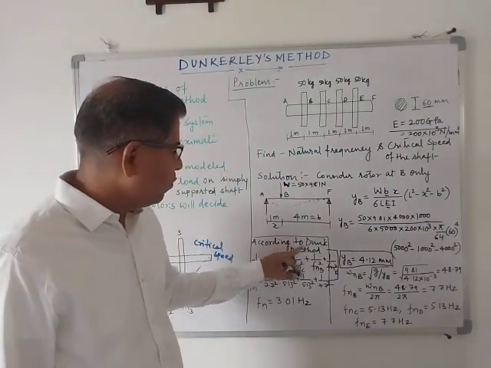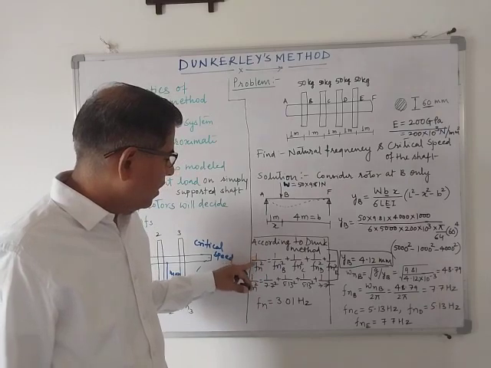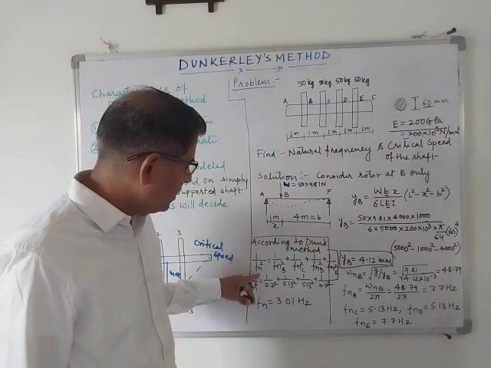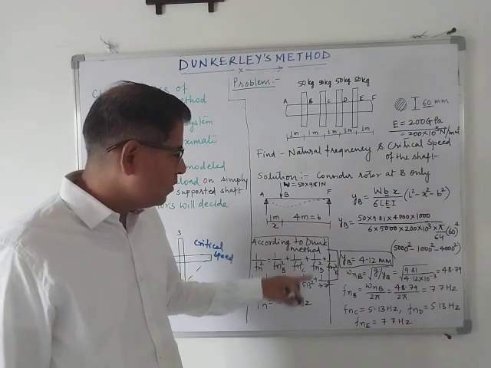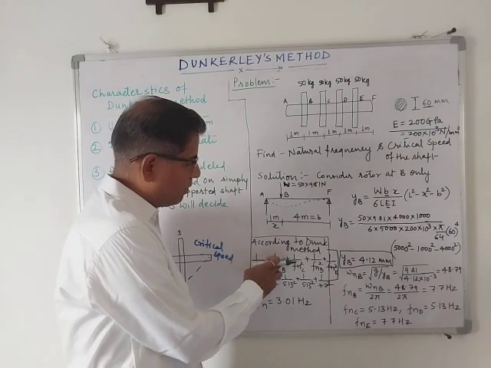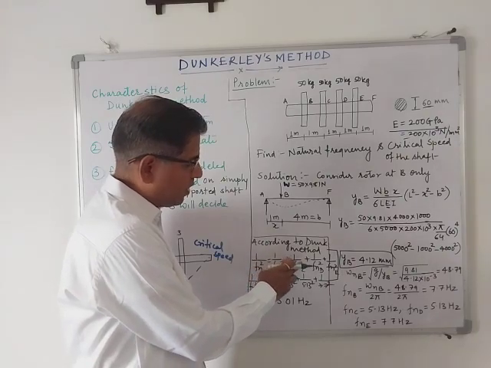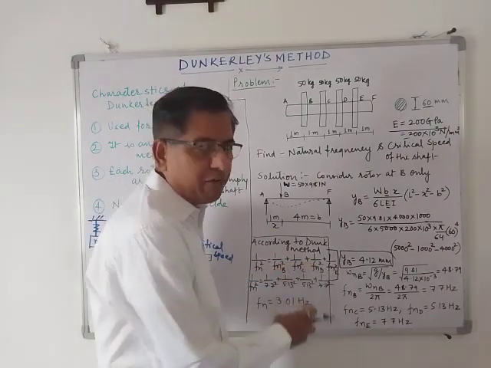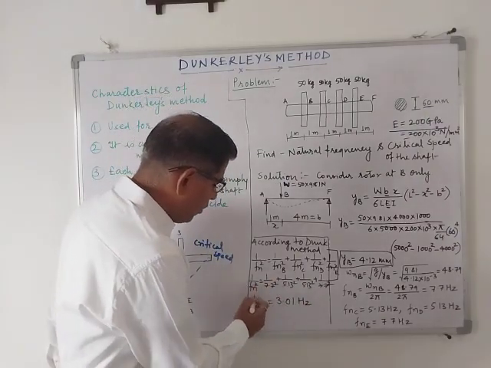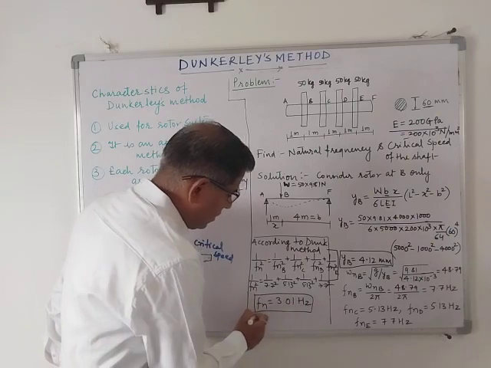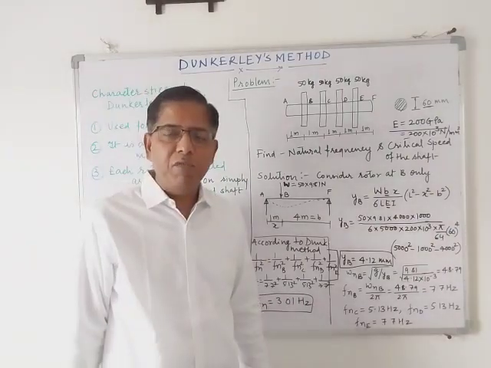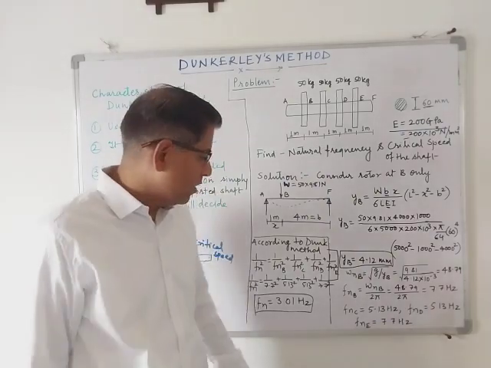Then according to the Dunkerley formula, the natural frequency in hertz can be found out by using 1 upon Fn square is equal to 1 upon FnB square plus 1 upon FnC square plus 1 upon FnD square plus 1 upon FnE square. And when you put the values in the formula, this is the natural frequency of the rotor in hertz.